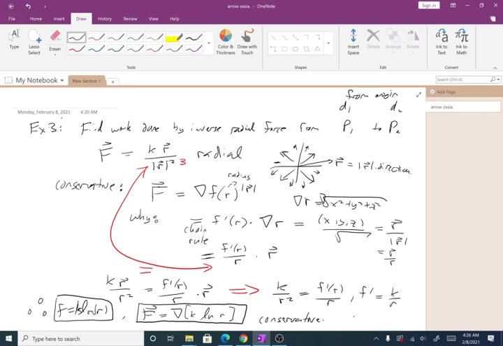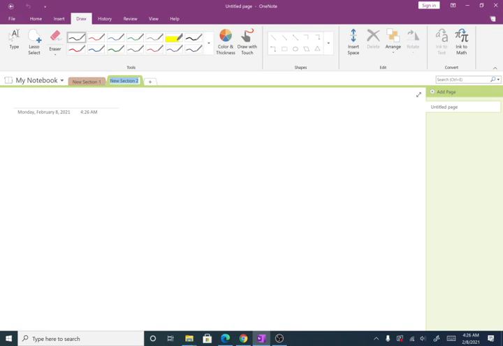So why is this useful? It turns out this is all we need. Notice that this only depends on the radius. As long as we're given these distances, we're essentially done. Let me show you why. So the work is the integral of F dot dr, force times displacement. We know it's the gradient of some function. So if we apply the fundamental theorem, we get f at P2 minus f of P1.